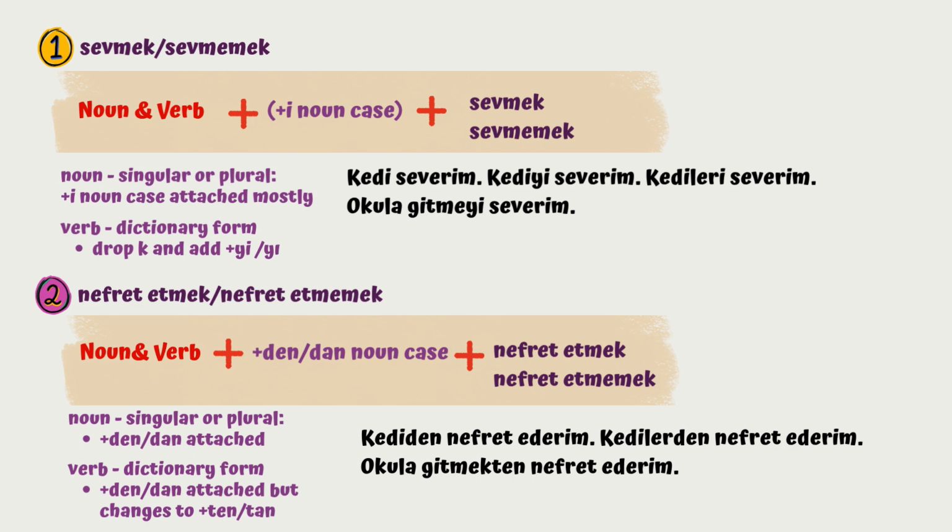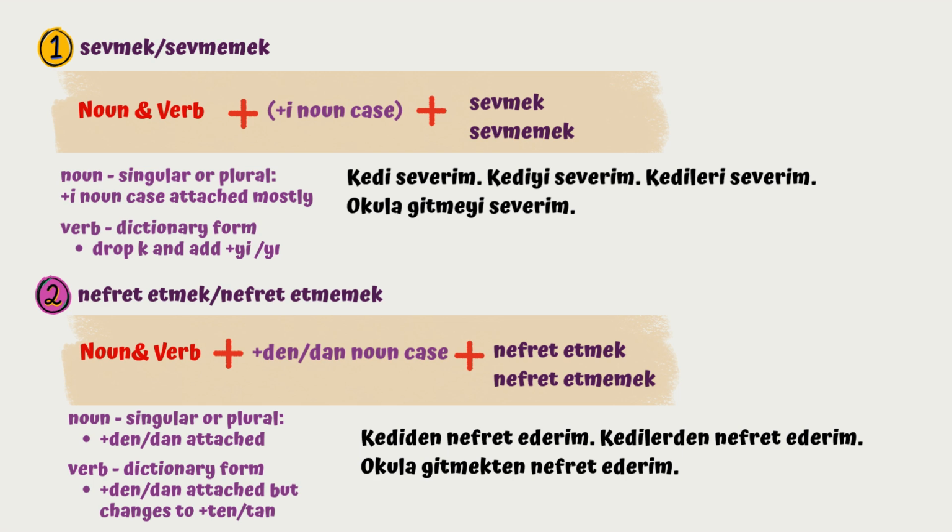If you want to use a verb to say I like doing something, again we attach the e noun case. How do we do that? The verb is going to be in dictionary form. We're going to drop K and we're going to attach Y. If the verb ends with mek, then we're going to drop K, attach Y. If the verb ends with mak, then we're going to drop K and attach Y. Like this example, okula gitmeyi severim.